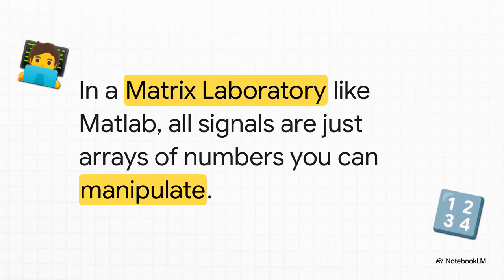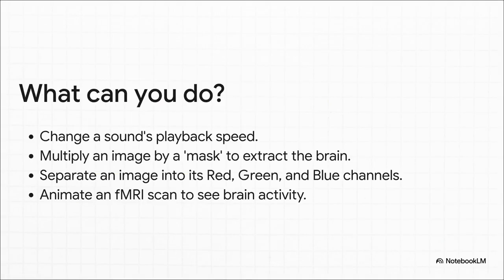A sound file, a picture of a bird, an MRI of a brain, at the end of the day, they're all just matrices that you can add, subtract, multiply, and manipulate with math. And this just opens up a whole world of possibilities. You can load that 1D audio vector and mess with its sampling rate to change the playback speed. You could take a 2D image of a head and multiply it by a simple black and white mask image to perfectly isolate just the brain. You can pull apart a 3D color image into its separate red, green, and blue channels. Or you can loop through the time dimension of a 4D fMRI scan to create an animation of brain activity. It's all just matrix math.